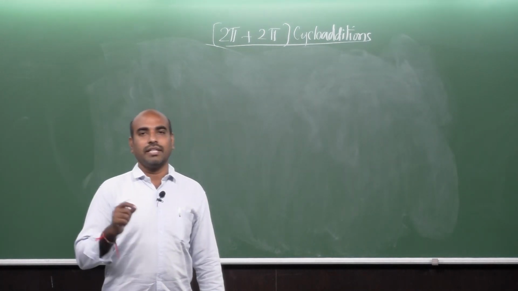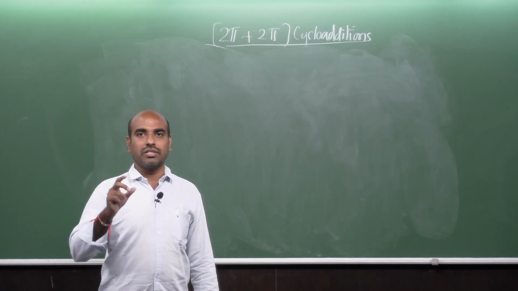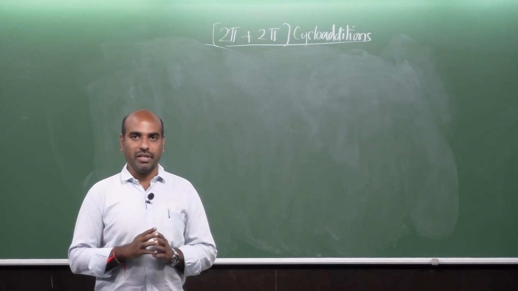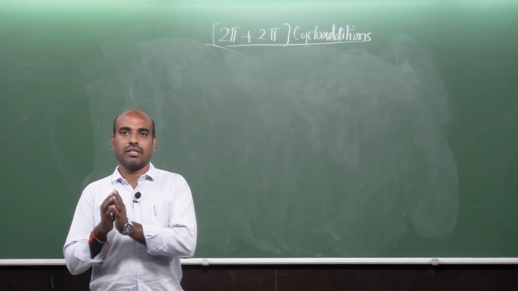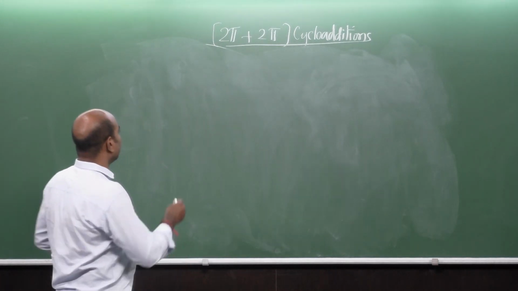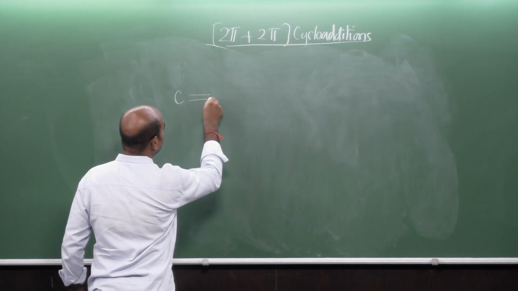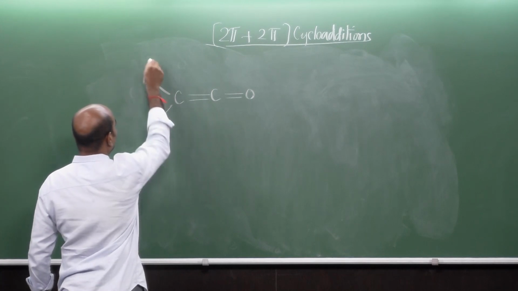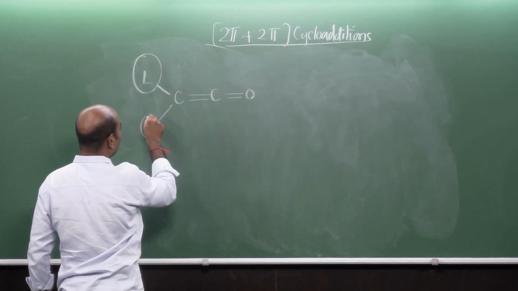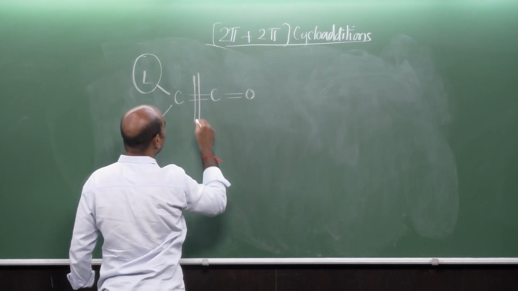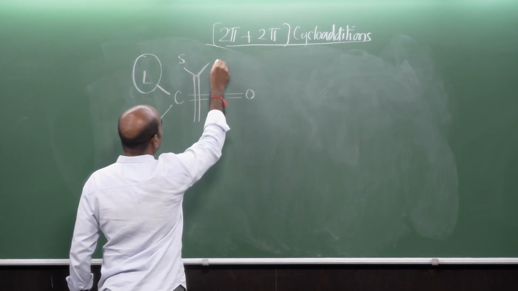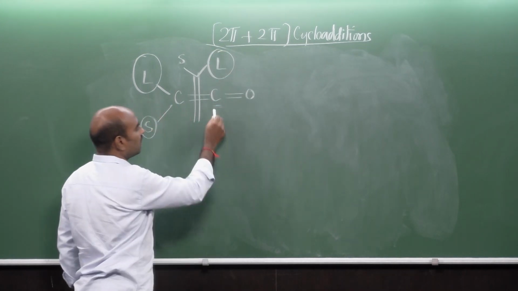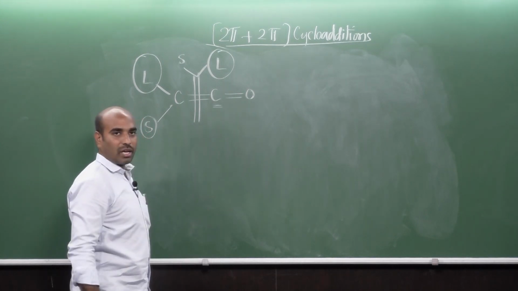So, as discussed, in the cyclic transition state the largest group attached to the carbon atom of the olefin will be close to the carbonyl carbon atom of the ketene. So, if this is the ketene having the largest group and the smaller group here, the olefin will orient itself such that the largest group will be close to the less hindered carbon atom of the ketene, that is the carbonyl carbon atom.